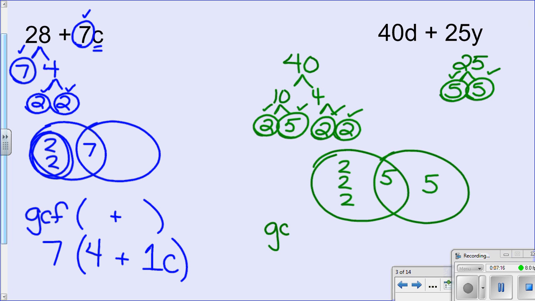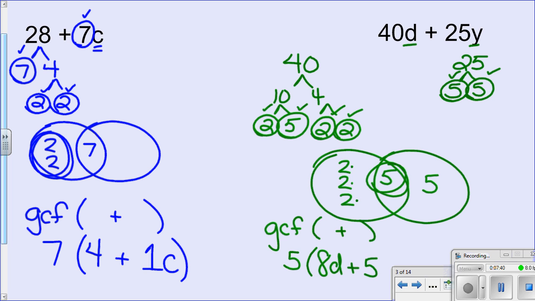Okay, so again, we have our GCF, parentheses, plus parentheses. So greatest common factor comes right from the middle, that's 5. Left outer ring, 2 times 2 times 2 is 8. Be careful not to say that it's 6. There's a variable D attached with that. And the other outer ring has a 5 and a Y attached to that. And that is how we take an expression and create an equivalent expression through the greatest common factor and the distributive property.